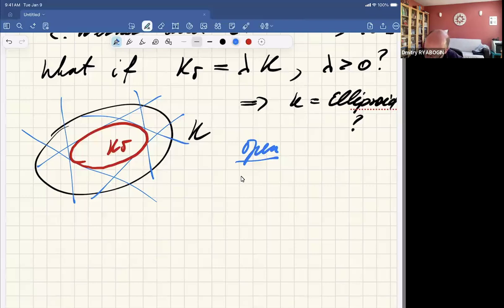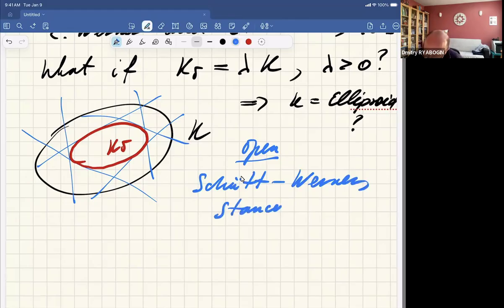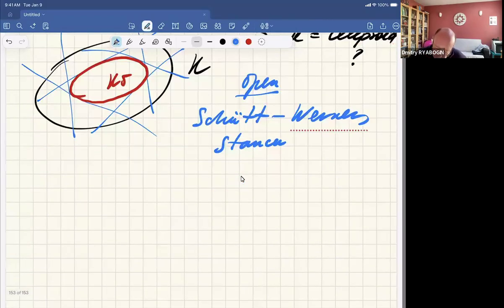Okay, so what is known about it? Again, the general thing is open, but let's say if n is equal to 2, in the two-dimensional case, I have to mention the results. Let me write the names. I don't want to enter into technicalities. There are results of Schütt, Werner, and Stanko. I will just say the recent developments.